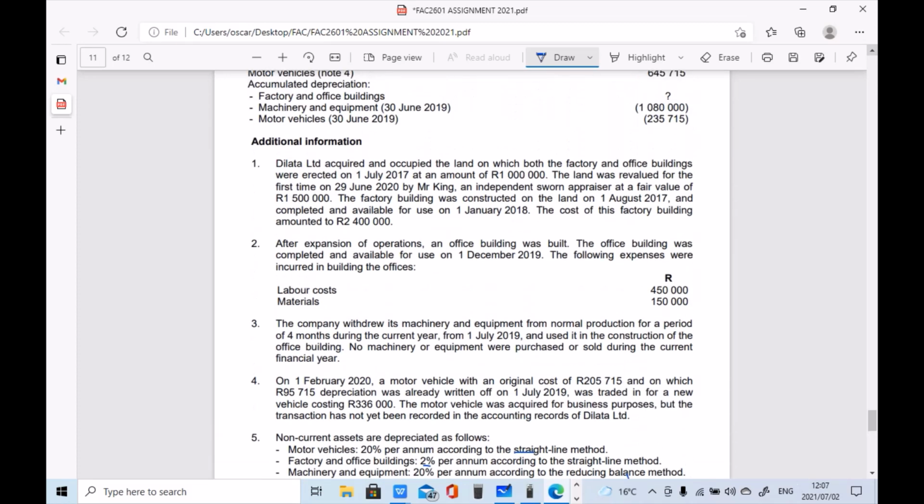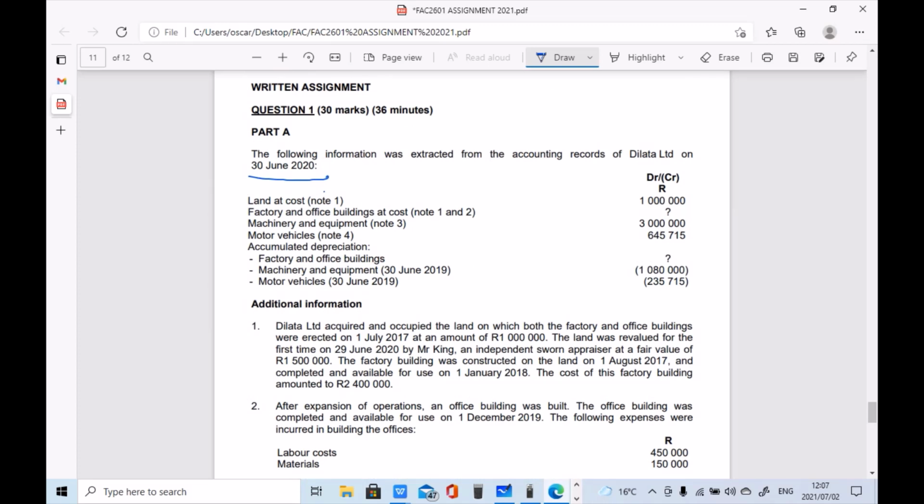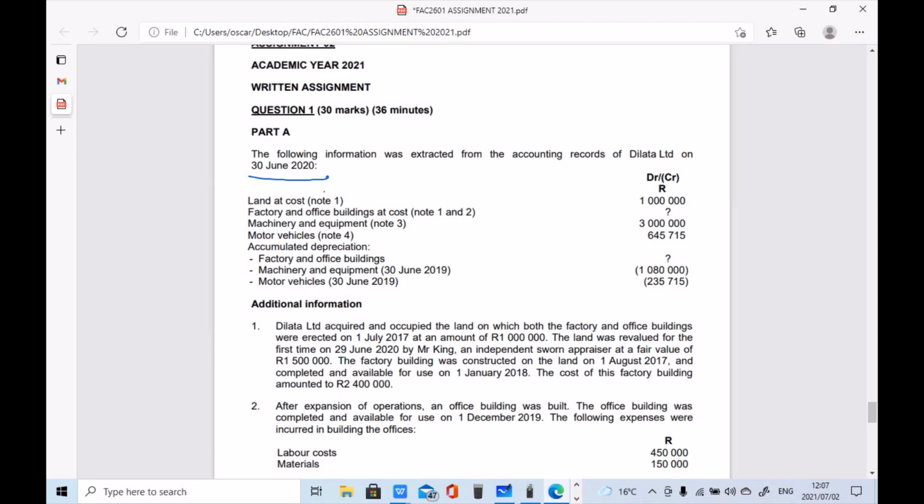Now, we should also take into account that we're given land there, but land is not normally depreciated. It is actually, in most cases, revalued. So let's look at what happened with Revalued Limited. Revalued Limited acquired and occupied the land on which the factory and office buildings are erected on 1 July 2017 at an amount of 1 million. The land was revalued for the first time, which is on 29 June 2020. So that's the current financial year. It was only revalued in the current financial year.